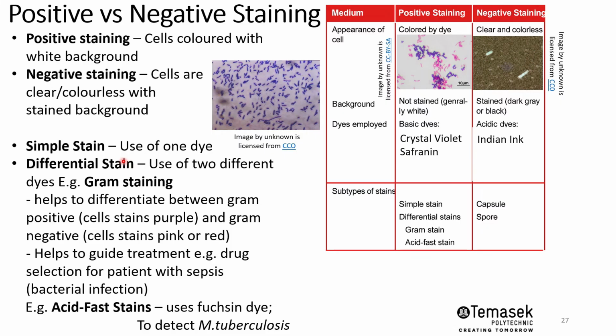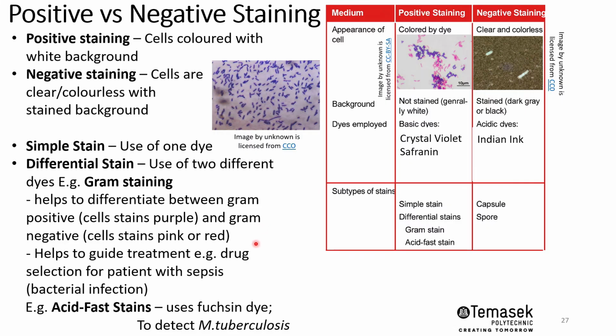When we talk about staining, you have different types of stains. A simple stain typically uses one dye, whereas a differential stain uses two different dyes, for example in gram staining. It helps us to differentiate between different components of the cell itself. Gram staining, which is the focus of this topic, helps to differentiate between gram-positive and gram-negative. Remember, gram-positive bacterial cells stain purple, and gram-negative bacterial cells stain pink or red. We'll go through the concept of how this allows the differentiation in the later slides.